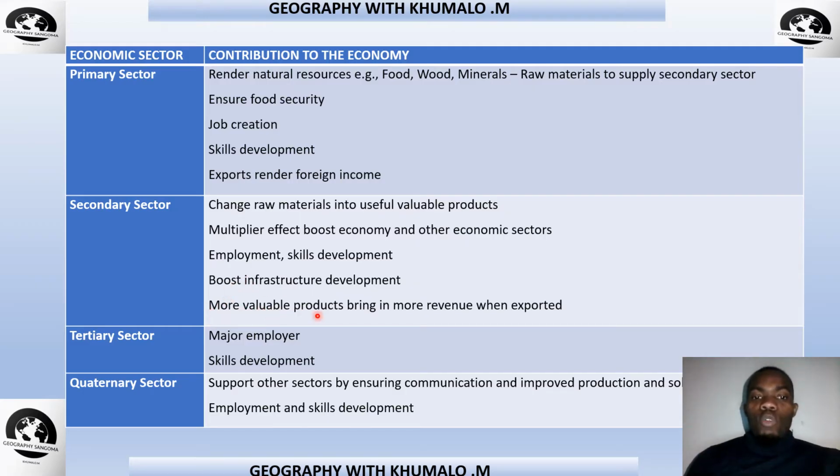Then more valuable products bring in more revenue when they're exported. So once these raw materials from the primary sector reach here, they become more valuable products which will bring more revenue if they're exported. What is to export, grade 12? It is to sell outside the country, to sell beyond the country's borders.